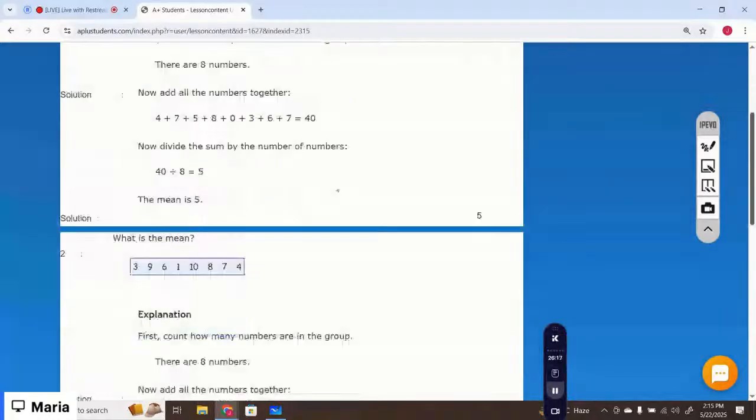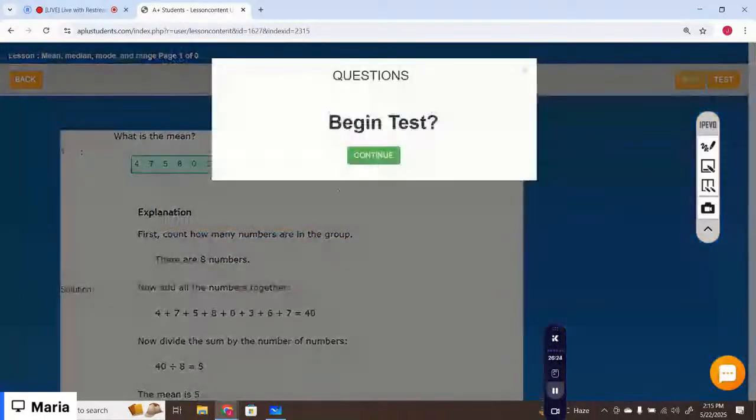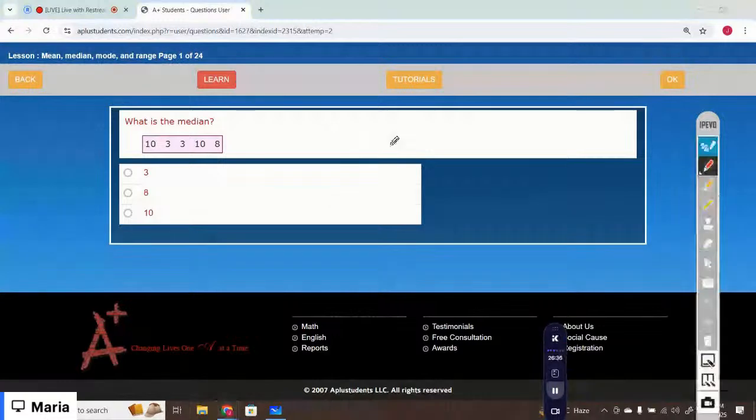Okay, let's just start with the median. What is the median? So how do you find the median of the numbers? The first thing is just arrange the numbers from least to greatest. So now the middle number is the median. The middle number is 75. That is the median.